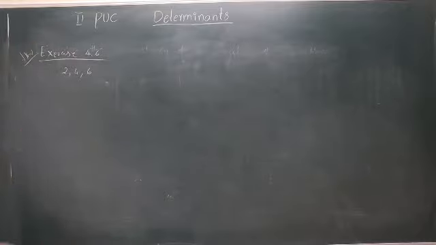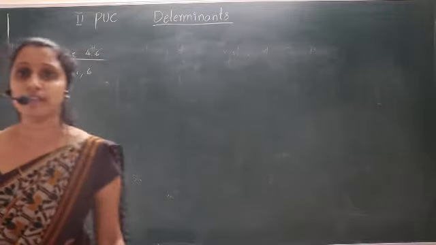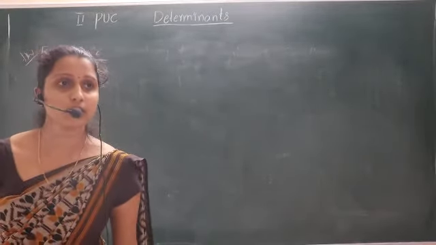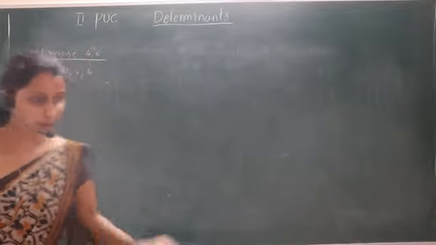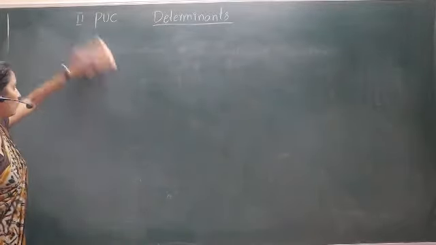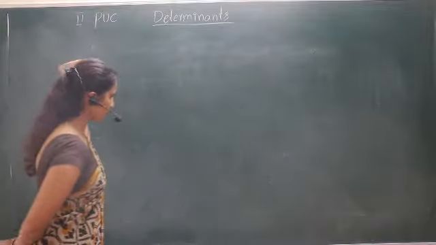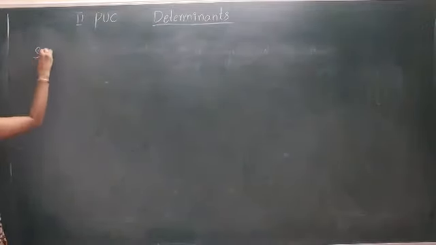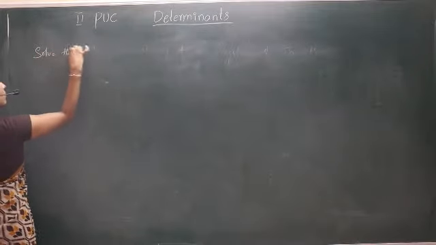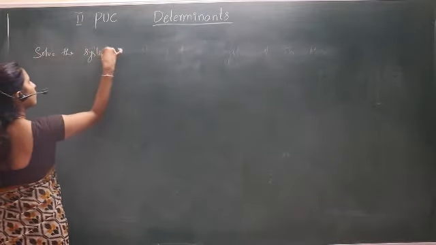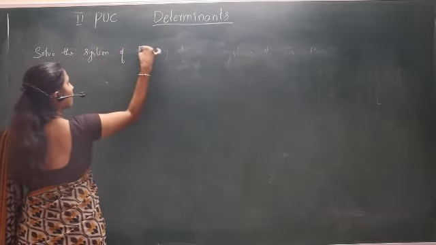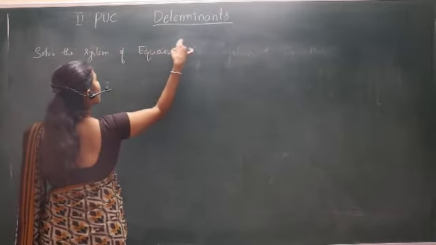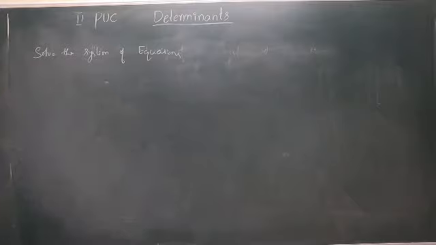Now we have checked the consistency of a given system of equations. Next we solve the system of equations. To solve, we have to find the adjoint, A inverse, and all those values. First one, solve the system of equations.